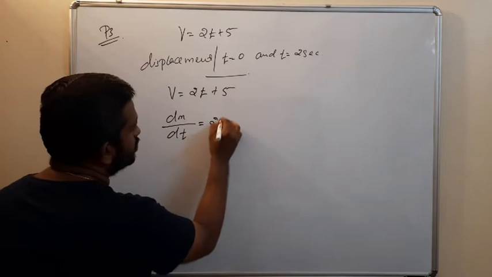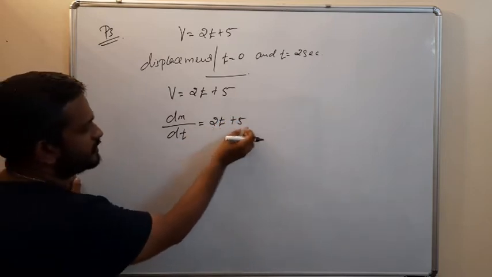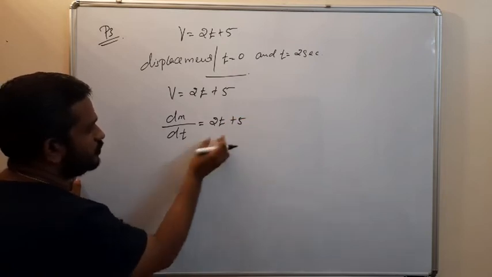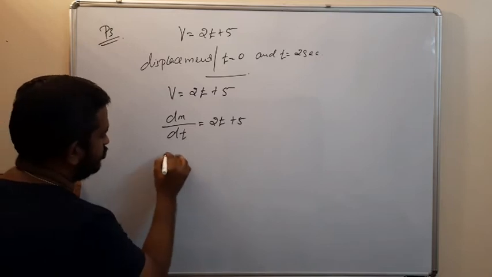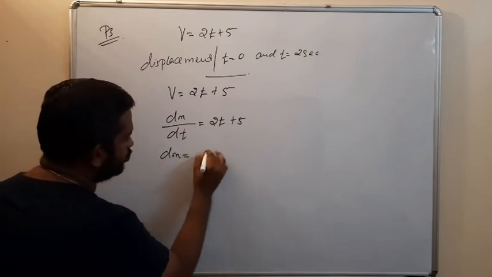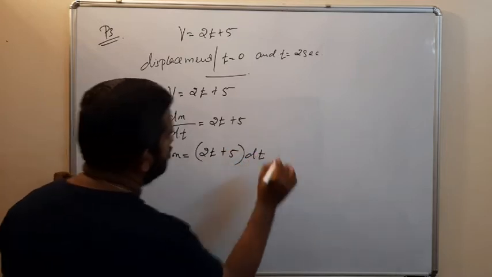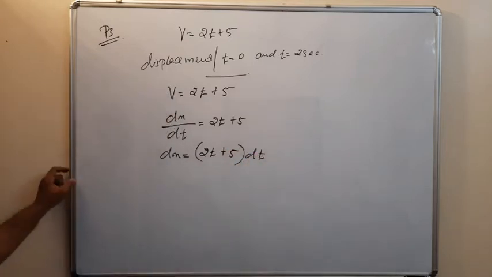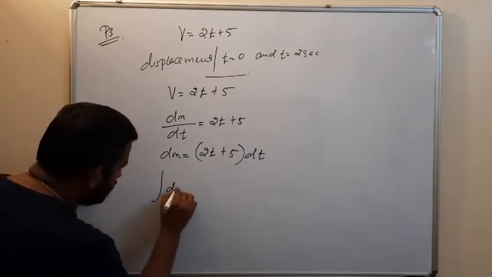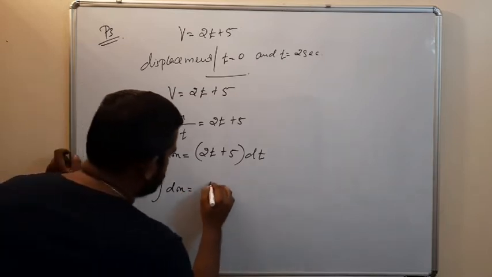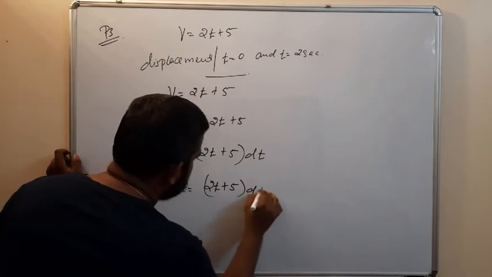So dx by dt is equal to 2t plus 5. This 5 is a constant. So arrange the t variables in one side and x variables in another side. So dx equal to 2t plus 5 into dt. Then next step, integrate. So integral of dx equal to integral of 2t plus 5 into dt.